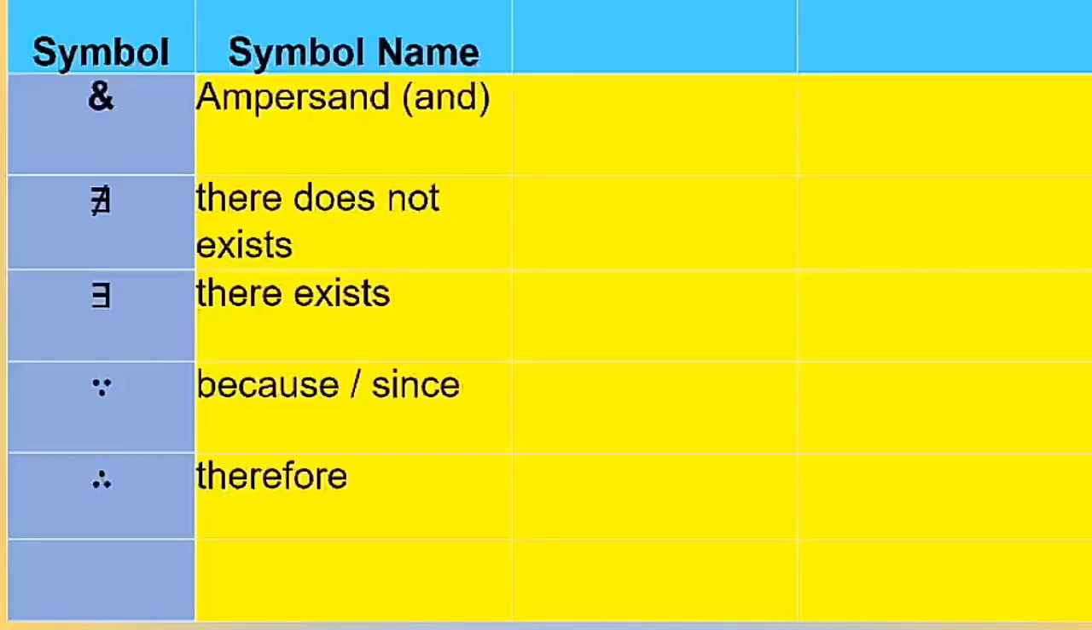The first symbol over here is the ampersand, or the and symbol. Then the second one is there does not exist. Third one is the there exists symbol. Fourth one we have is the because or since symbol, and the fifth one is the therefore symbol.